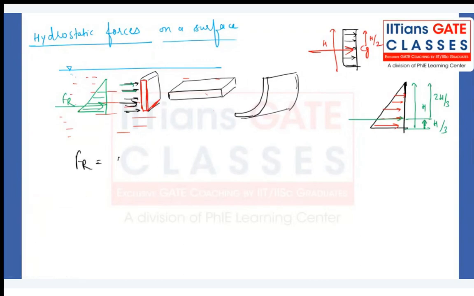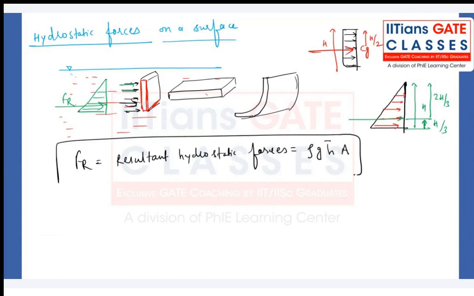The resultant hydrostatic force will be rho g h bar into area. Make a note of it. Very, very important. Make a note of this one.